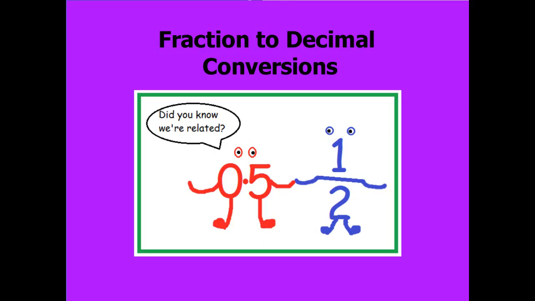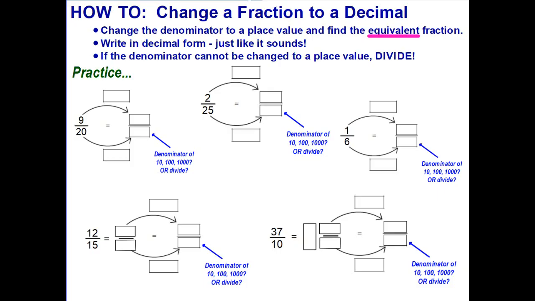And now we're ready to talk about fraction to decimal conversions. Fractions to decimals. To change a fraction to a decimal, you change the denominator to a place value and find the equivalent fraction. Then you write it in decimal form just like it sounds. If the denominator cannot be changed to a place value, then you divide.